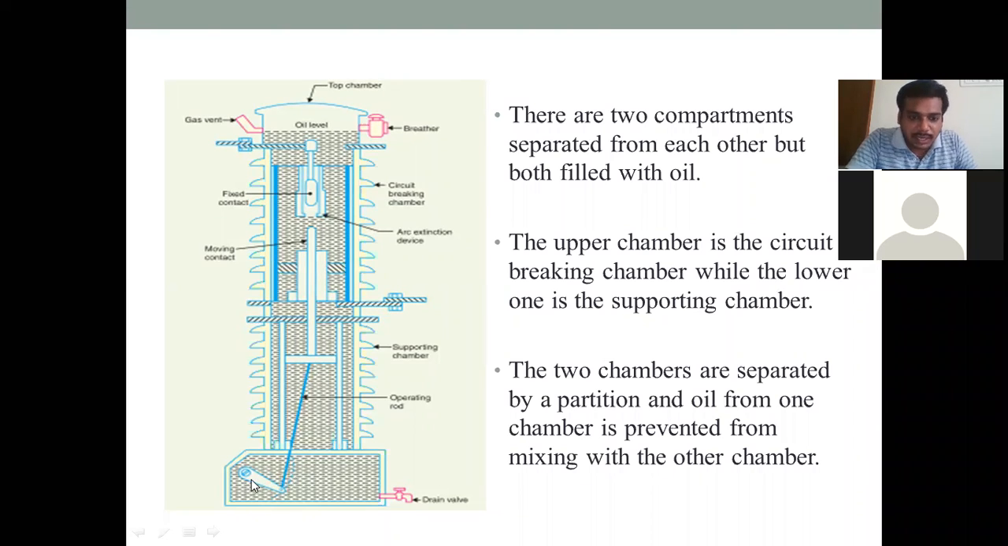Then at the bottom you can have a piston arrangement which is used for operating the moving contact. If you want to remove the oil, you can drain it with the drain valve. This is the operating rod. So this is the construction of this oil circuit breaker.